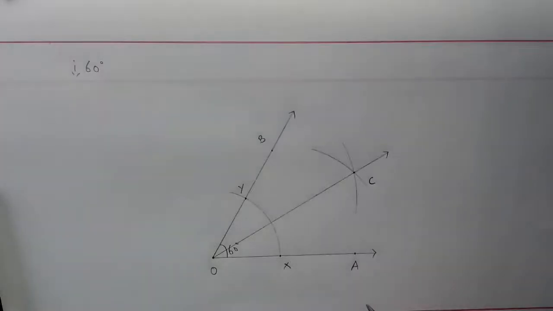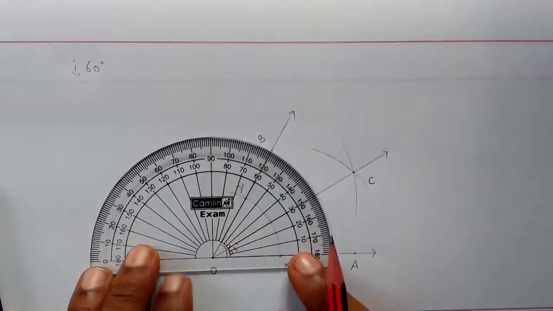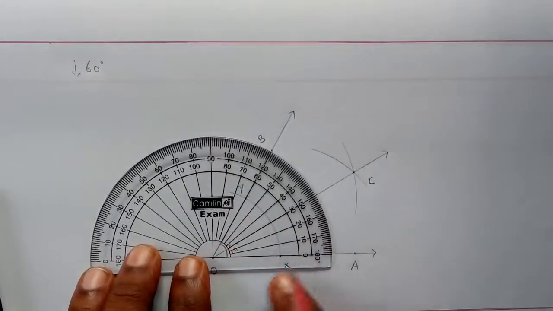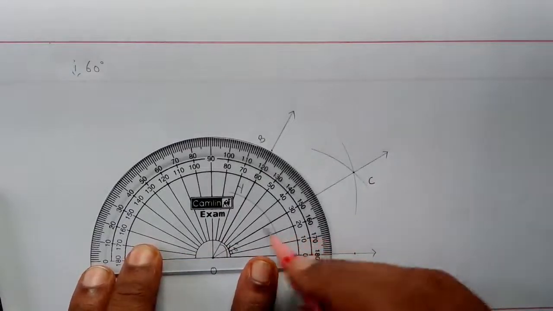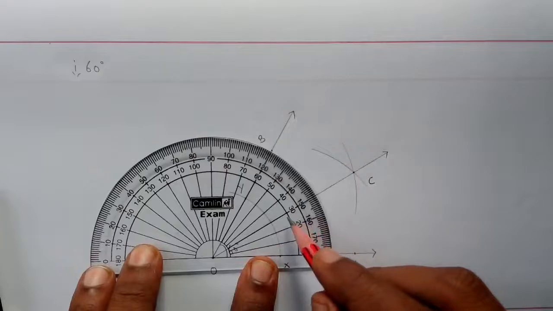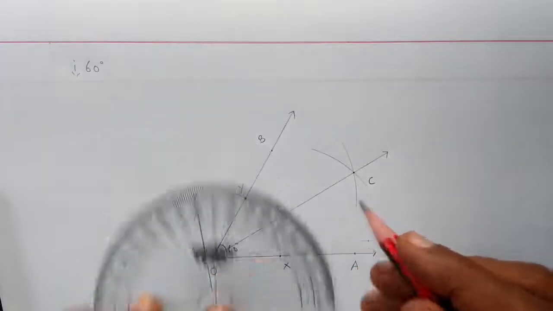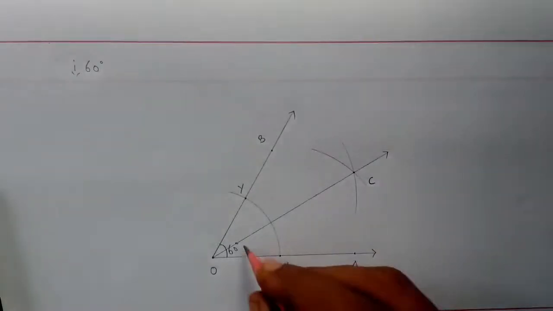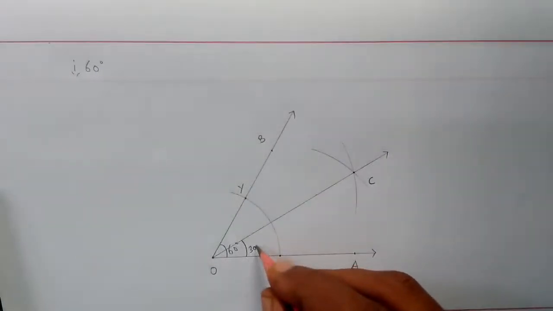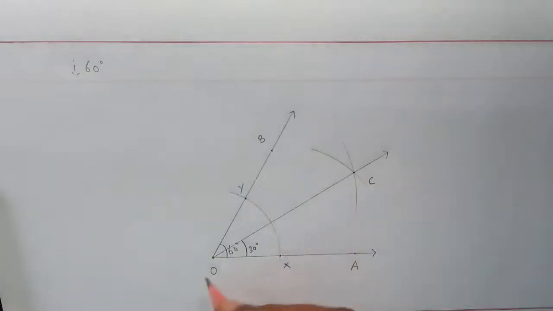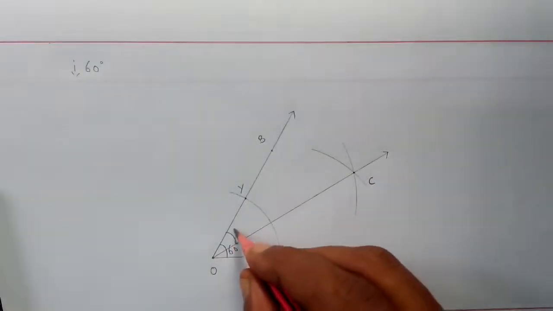So how to check whether your diagram is correct or not? We can check using the protractor. So I have to place the protractor's midpoint on O and the baseline on OA. It should coincide with OA. If you place it and see, the ray OC will pass exactly at 30 degrees. So this angle AOC is 30 degrees. Similarly, the angle COB is 30 degrees.